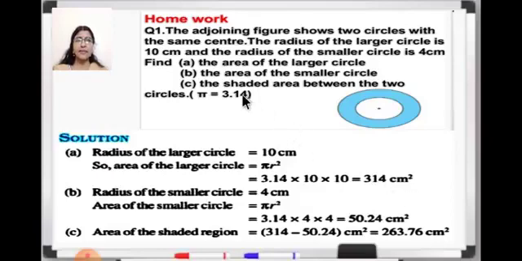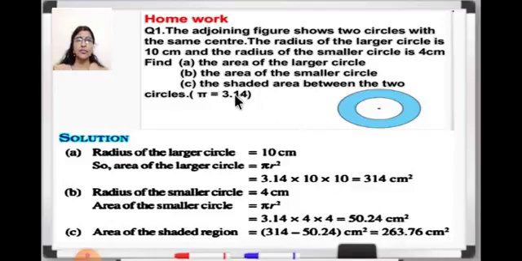Now, in the same way, the next part is the area of the smaller circle. Now we have to find out the area of the smaller circle. Here in the question you can see the radius of the smaller circle is given as 4 centimeter. So we are going to write radius of smaller circle is equal to 4 centimeter. And then we'll write area of smaller circle is equal to pi r square. And then we will substitute the value in place of pi, 3.14 into 4 into 4, and then we will solve this. When you multiply all these three numbers, you will get 50.24 centimeters square.